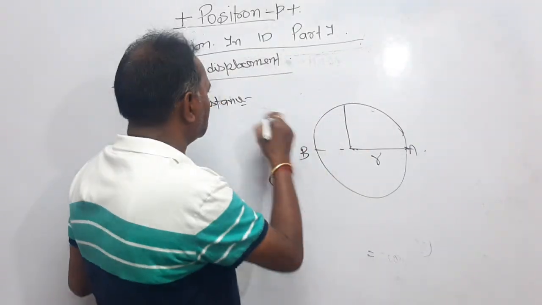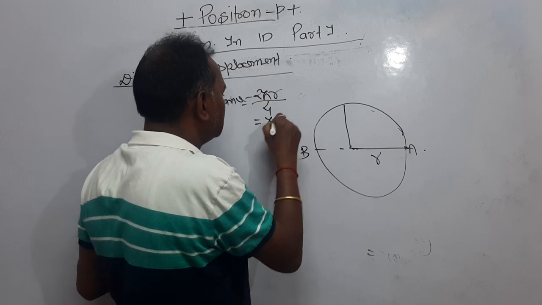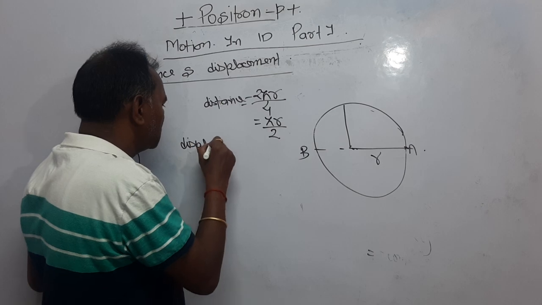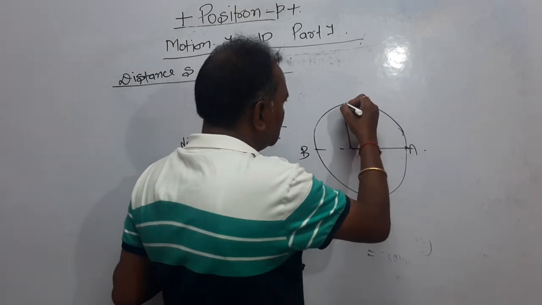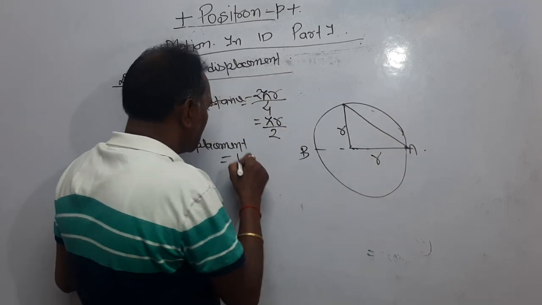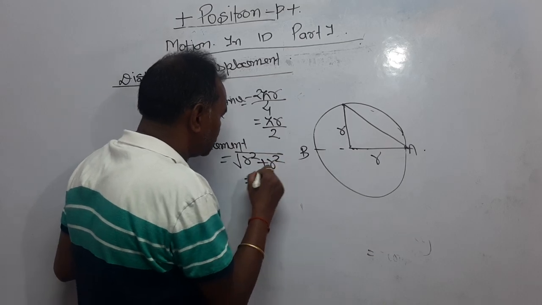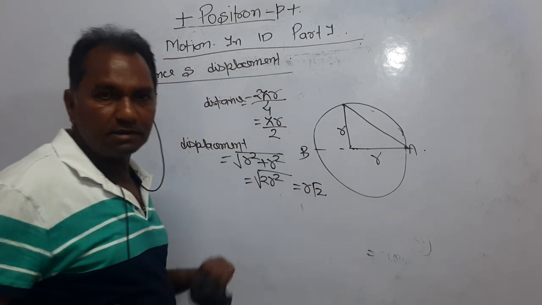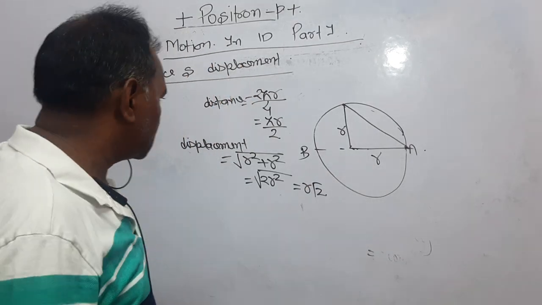So in one quarter, that is 2 pi r by 4, that is pi r by 2. And now the displacement will be, look here, this is r, this is r. So it is under root r square plus r square, that is under root 2r square, and that is r root 2. Right? Displacement is r root 2 in this case.